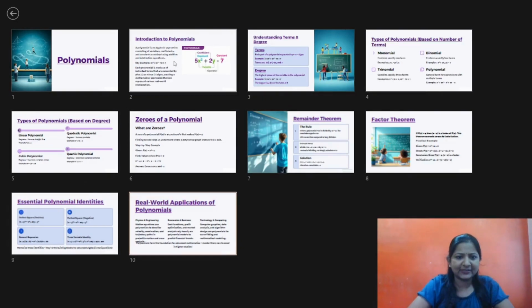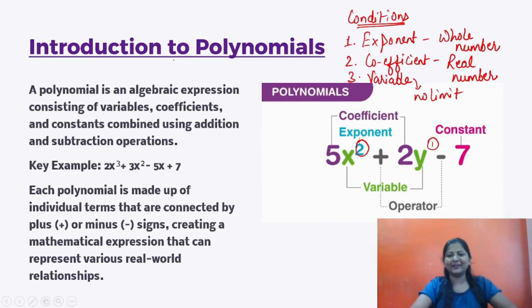Just a minute, what is happening? Let me go to the slide. Okay, so these are the conditions to be a polynomial. Look at this: a polynomial is an algebraic expression consisting of variables, coefficients, and constants combined using addition and subtraction operations. As you can see, there are three conditions. The exponent should be a whole number: 2, 1. Over here, you can see no coefficient is present.